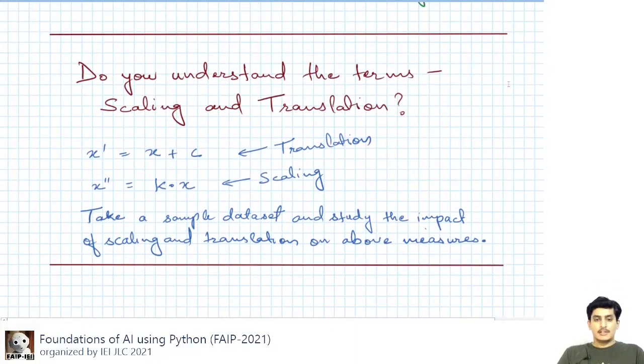So in all this discussion, I want to ask: do you understand these terms, scaling and translation? What is scaling and what is translation? It is written here. If any one of you can explain scaling and translation in terms of some practical example, please come up with that. Here, C and K are constants. They do not have any meaning. C and K are any random arbitrary constants.